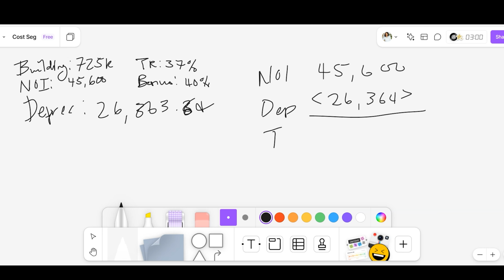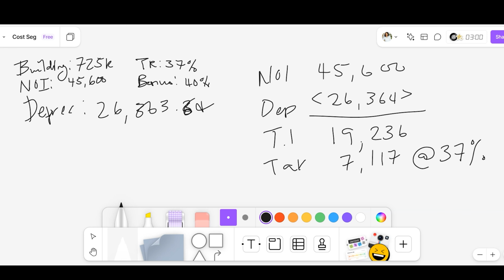And we get to taxable income of $19,236, which equates to tax of $7,117, and that's at our 37% tax rate.